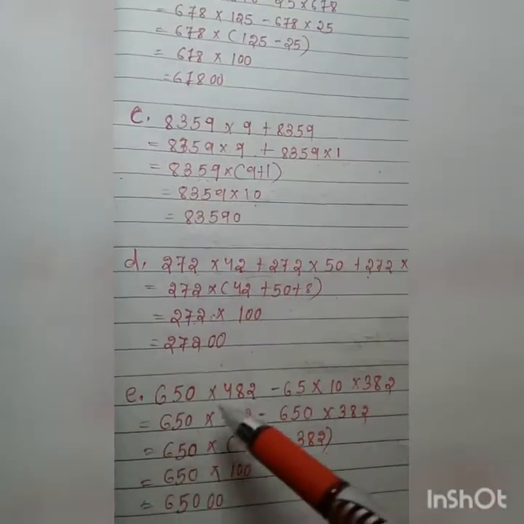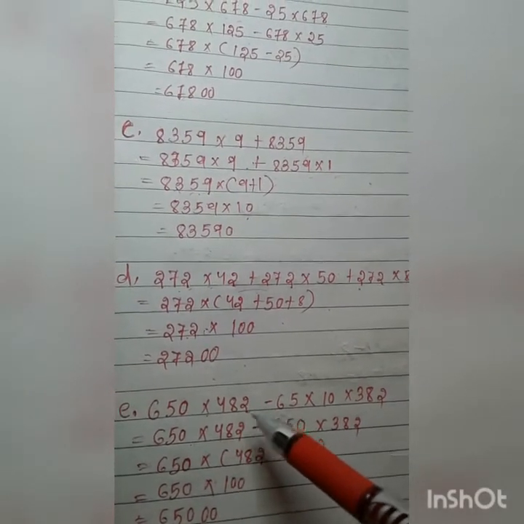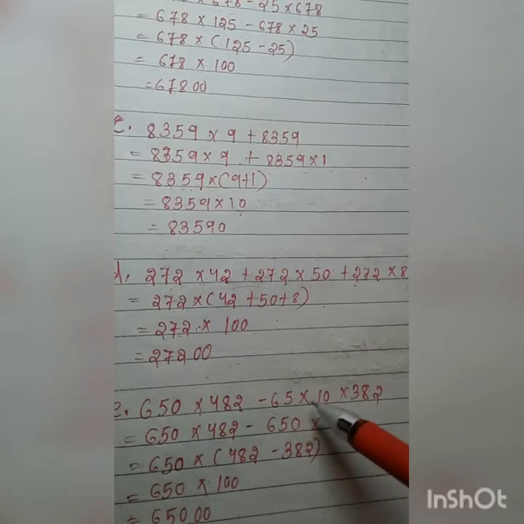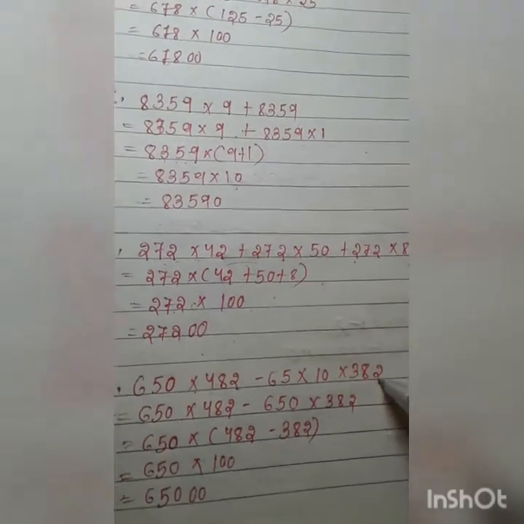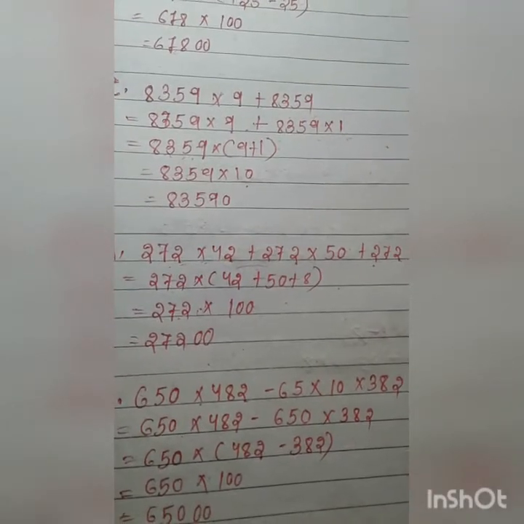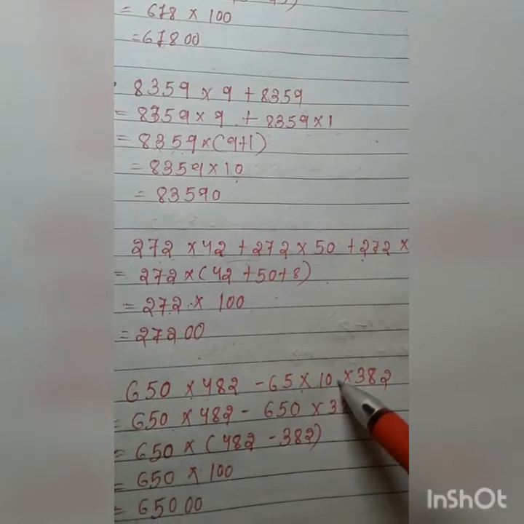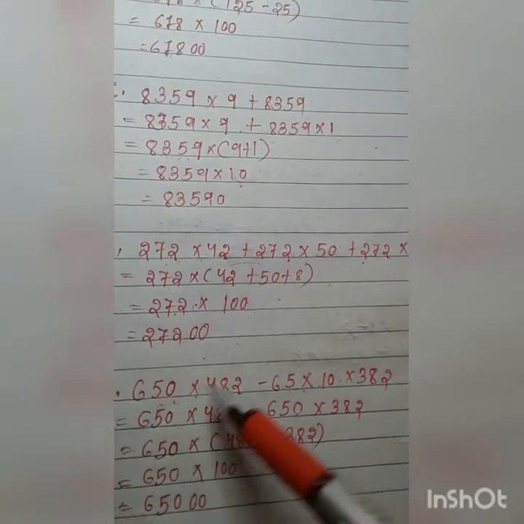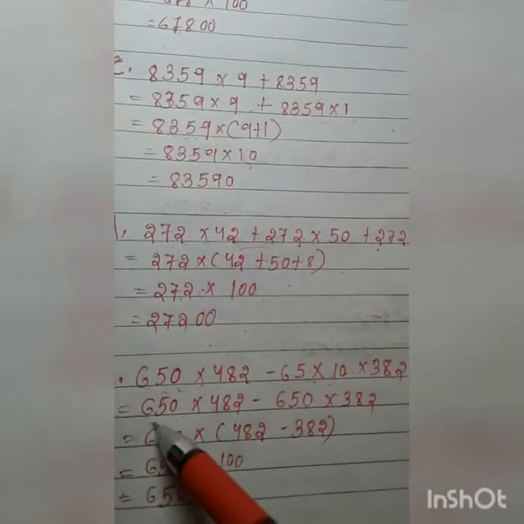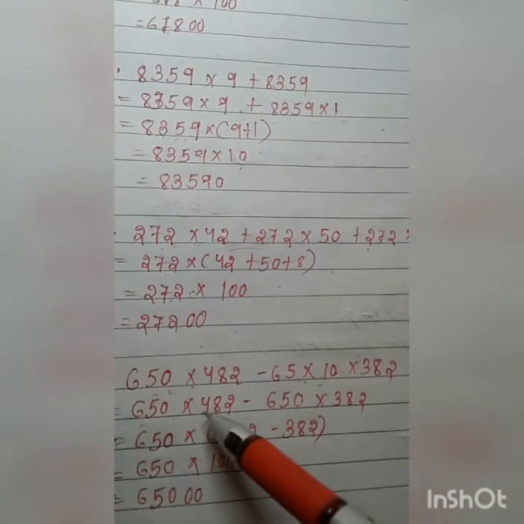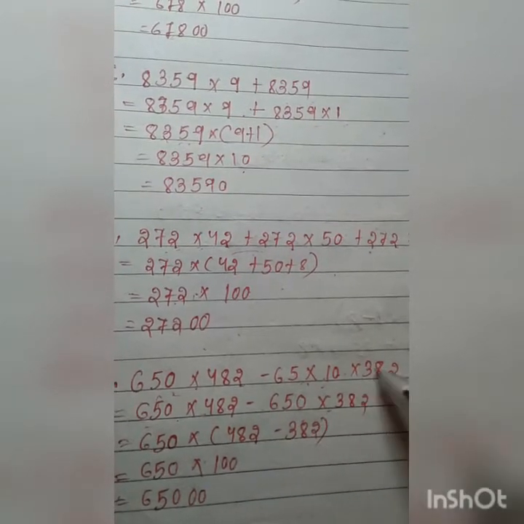Then E number 650 multiply 482 minus 65 multiply 10 multiply 382. So children, here you see, if you multiply these two numbers, then you get 650. Means here also 650 and you also get here 650. Then you take one common, 650 multiply 482 minus 650 multiply 382.